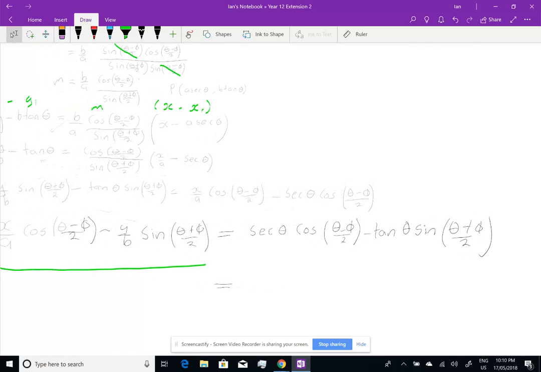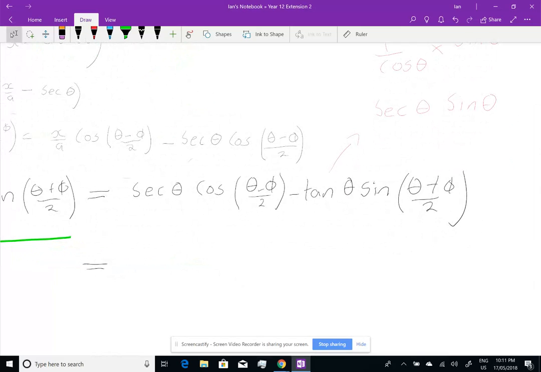So the first thing, tan theta is the same as sec theta sine theta. And why do I want to know that? Because I'm going to factorise out the sec theta. And if you don't believe me, remember sec theta is 1 on cos theta times sine theta. So there you go, you can see it. So here we go.